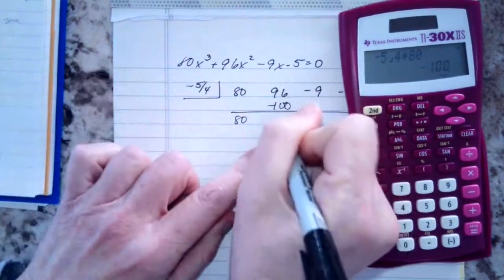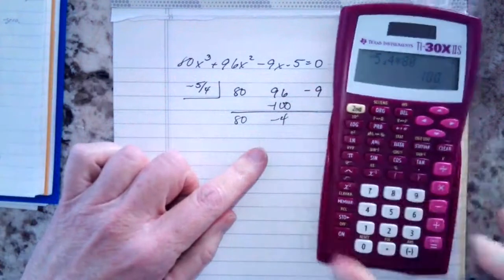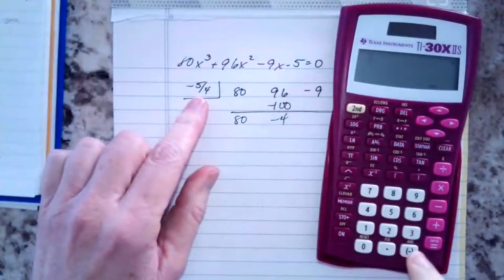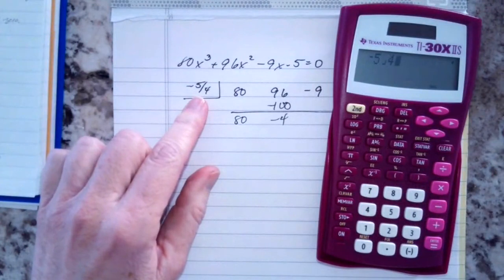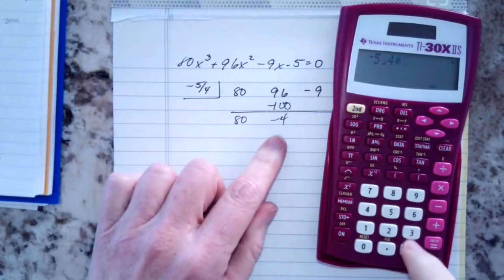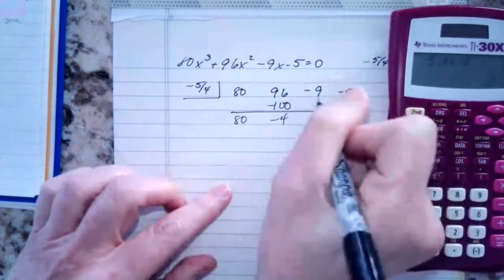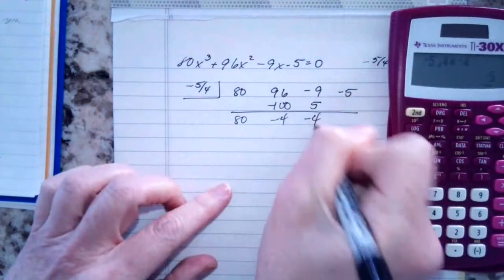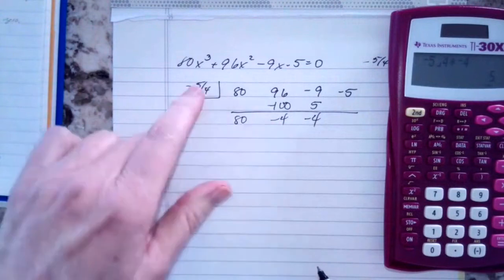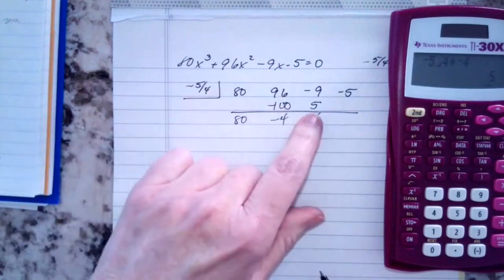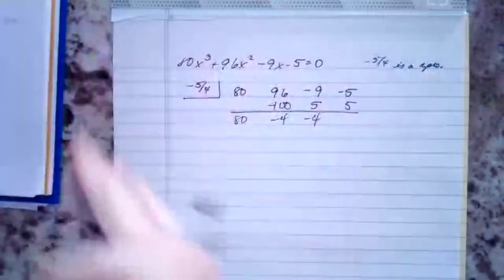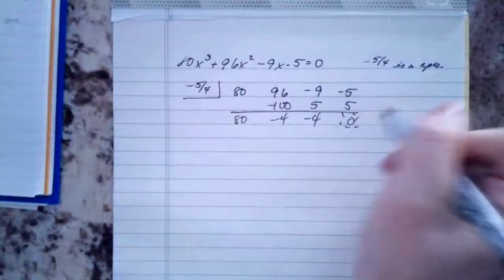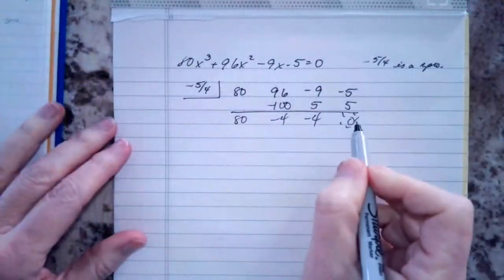Okay, add those together. That gives us a -4. Do it again. -5/4 times -4 equals 5, because the 4's cancel. Get a negative 4 again, and then we just did that. Negative 4 times that gives you 5. And yay, we get a 0. That's what we were wanting. This is what we love to see.